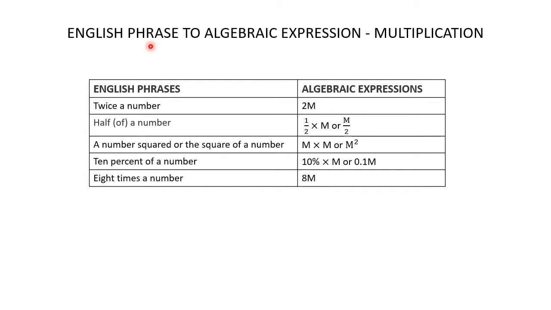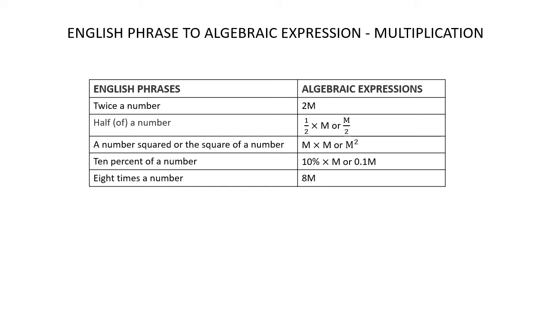Let's translate a few English phrases to algebraic expressions. These phrases indicate that you have to do multiplication in the problem. Let's look at this phrase. Twice a number. Let the number be m. Then twice the number will be 2m. That is, m is multiplied by 2.